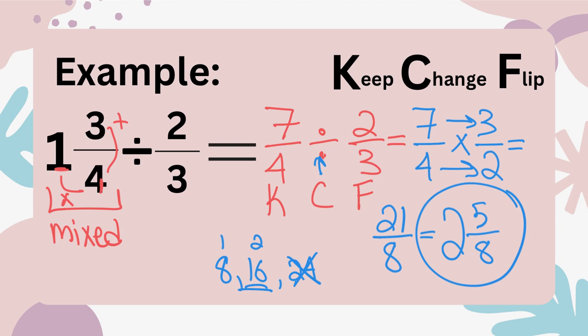So again, in this case, first we had to change this mixed number into an improper fraction. We multiplied the whole number times the denominator plus the numerator. 1 times 4 is 4, plus 3 is 7, and we kept the denominator the same. Then we rewrote our problem, we did keep, change, flip, and we ended up with 21 over 8, which we simplified to 2 5/8.